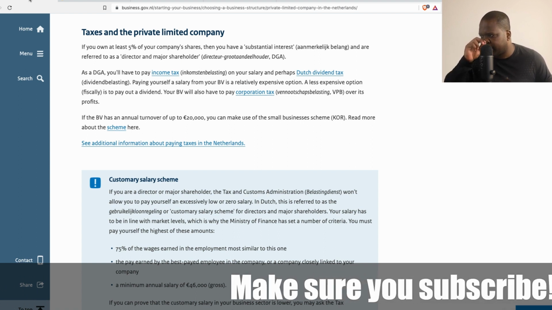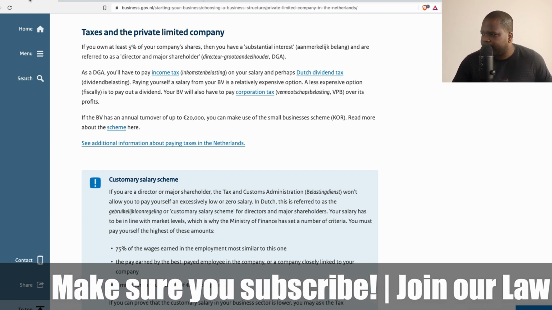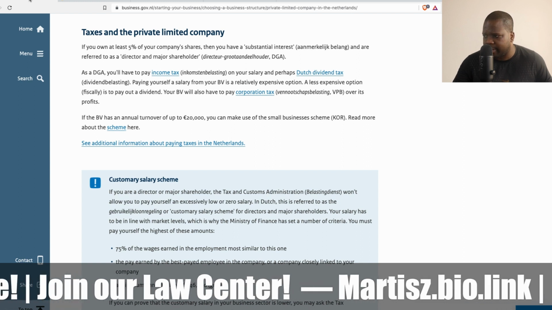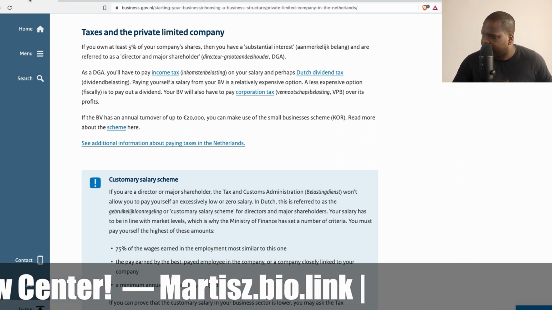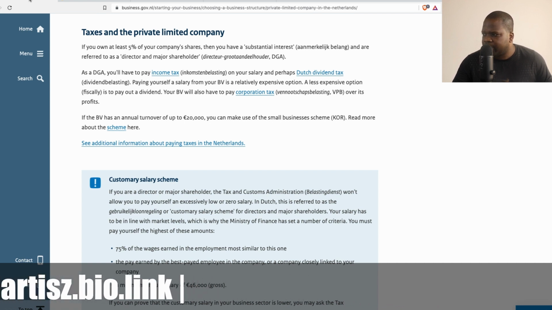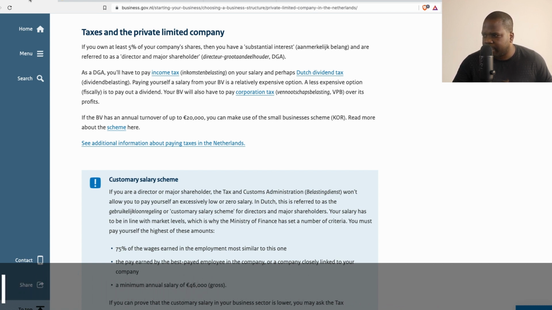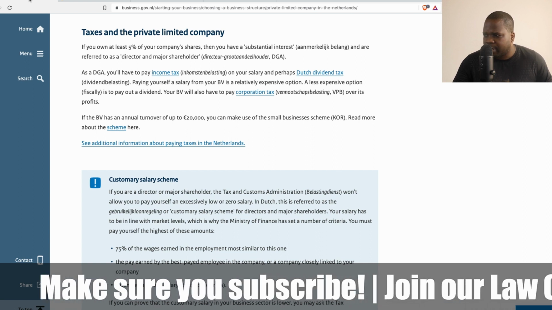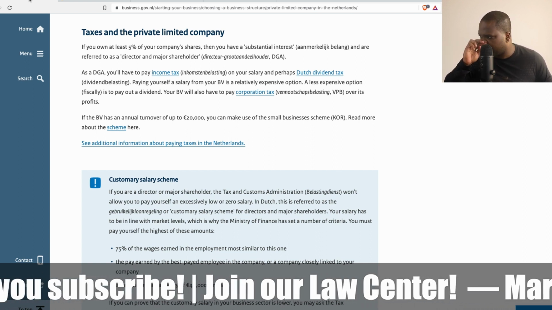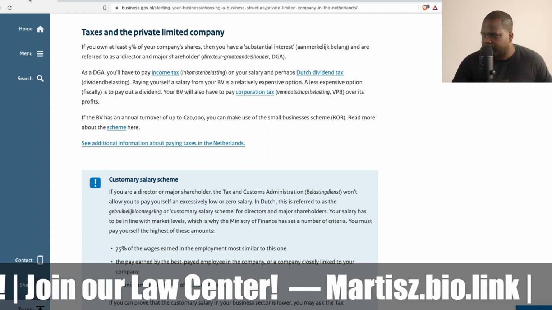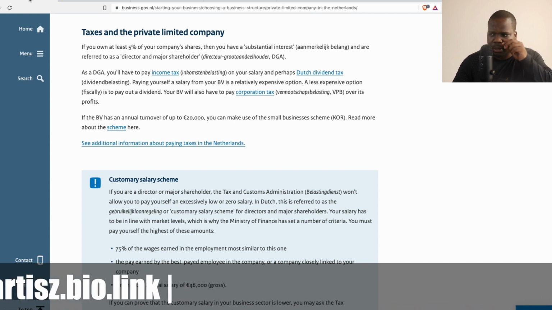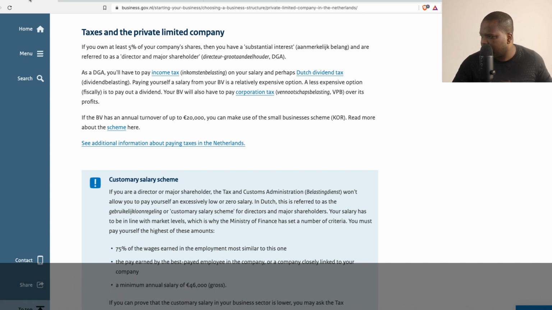Director groot aandeelhouder, DGA. As a DGA, you will have to pay income tax, inkomstenbelasting, on your salary, and perhaps Dutch dividend tax, dividendbelasting. Paying yourself a salary from your BV is a relatively expensive option, as a less expensive option fiscally is to pay out a dividend. Your BV will also have to pay corporate tax over its profit. If a BV has an annual turnover of up to 2,000, you can make use of the small business scheme, KOR. Read more about this scheme here.